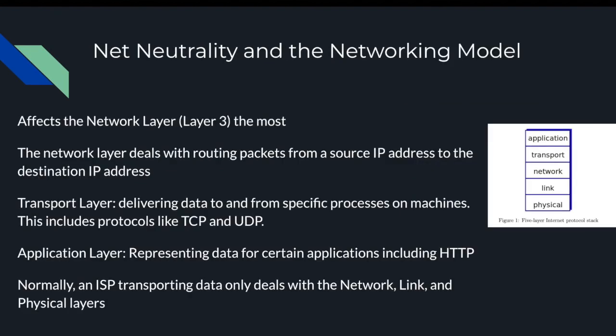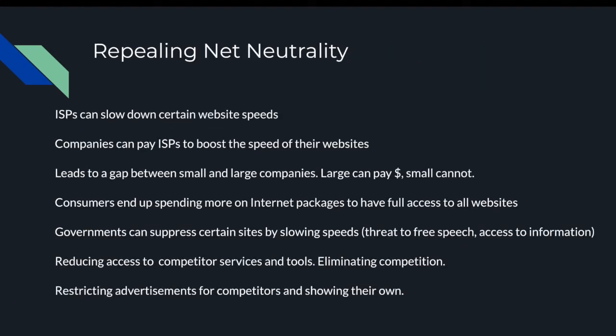So now let's talk about net neutrality and the networking model. Out of all the layers, it affects layer 3, the network layer, the most. The network layer deals with routing packets from a source IP address to the destination IP address. It also affects the transport layer, layer number 4, which delivers data to and from specific processes on machines. This includes protocols like TCP and UDP. Next, it also affects the application layer, which is the topmost layer, which represents data for certain applications, including HTTP. Normally, an ISP transporting data only deals with the network, link, and physical layers.